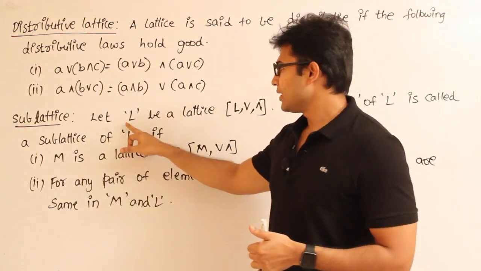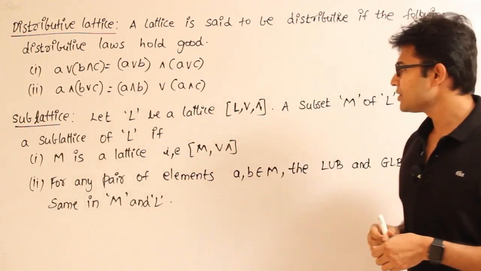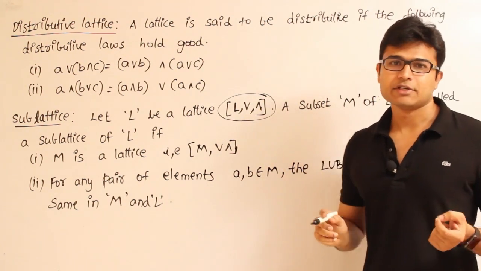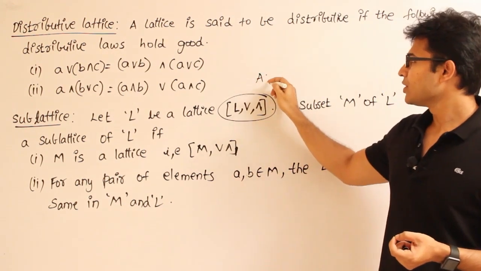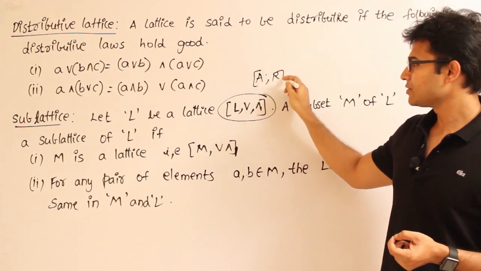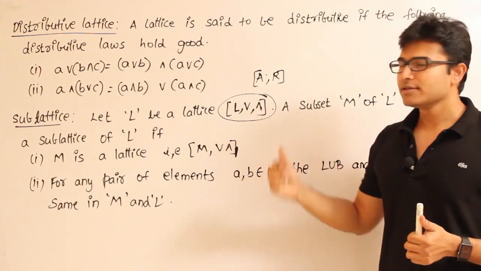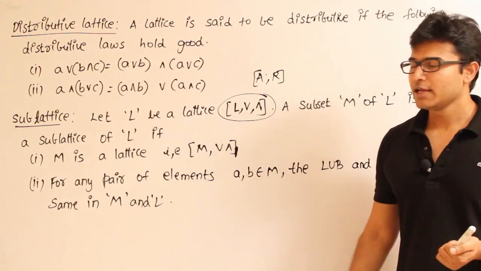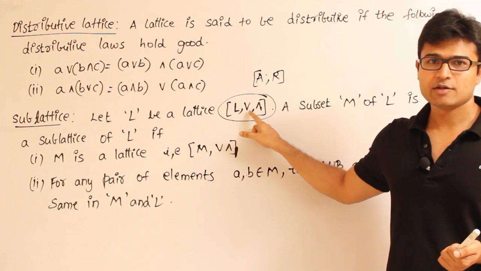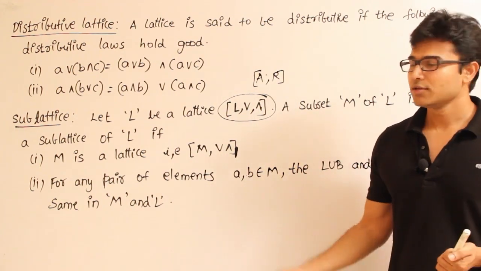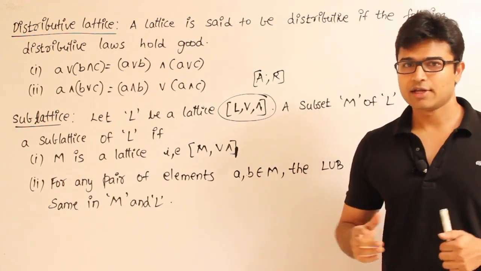Now see this, let capital L be a lattice. In general, a lattice is represented like this. This is a general representation, like how a poset is represented. Similarly, a lattice is represented like this. It just means that L is a set of all elements, and for every pair of elements there will be a GLB, greatest lower bound, and a LUB, least upper bound. That is the meaning of this. So these two operations are defined for every pair of elements.